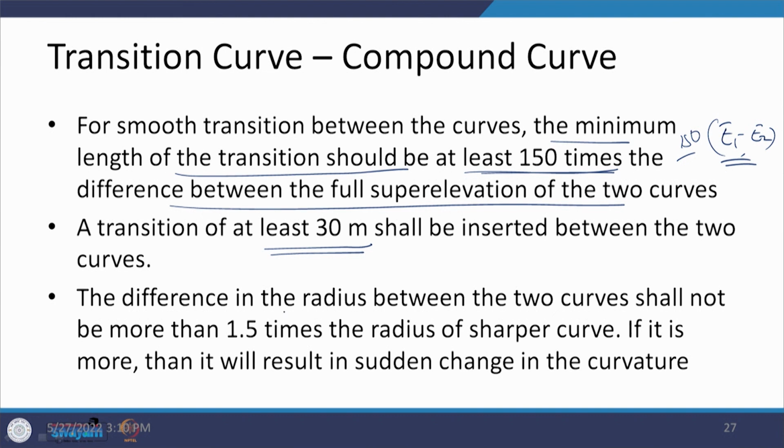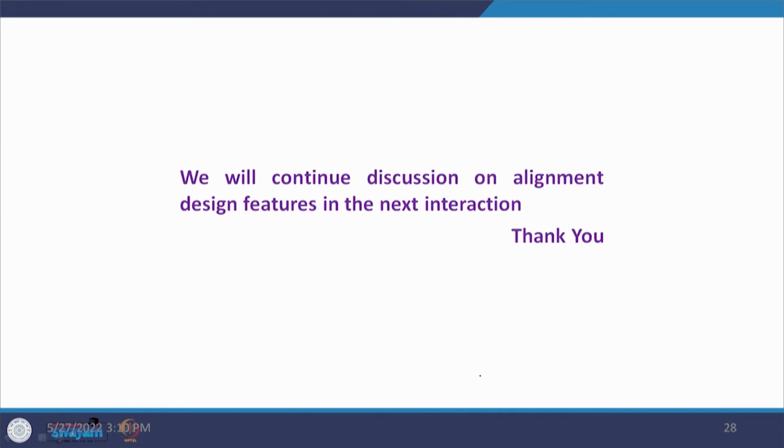The difference in the radius between the two curves shall not be more than 1.5 times the radius of the sharper curve. So, if we talk about R flatter and R sharper, that is what we are saying. If it is more, then it is going to result in a sudden change in the curvature, and obviously it is going to be felt by the drivers when they drive their vehicle on this particular section.